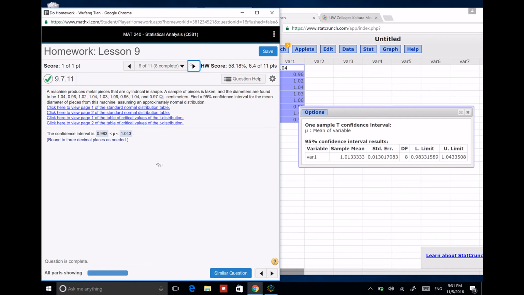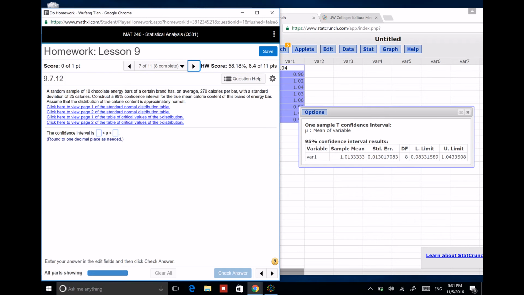Okay, that's how you do that one. I will skip this one. You can follow the same steps. You should be able to do that using the software. There's one problem I want to mention.